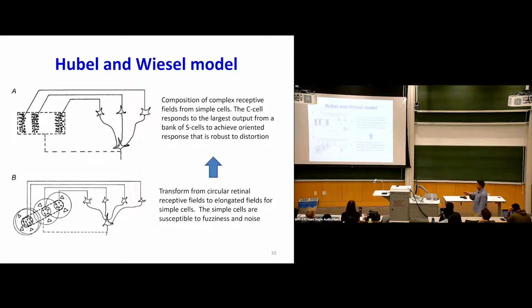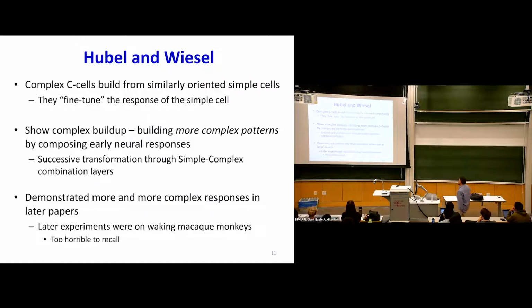To clean this up, you have the C cells, where each C cell connects to multiple S cells and reflects the strongest response of any of the S cells that it's connected to. So if a C cell is connected to 10 S cells, it's just going to reflect whichever of the 10 has the highest response. In this manner, it cleans out any local perturbations that may be the outcome of noise. So complex C cells build from similarly oriented simple cells.